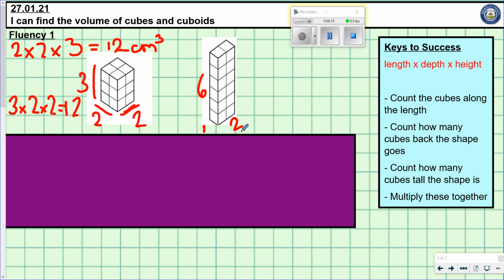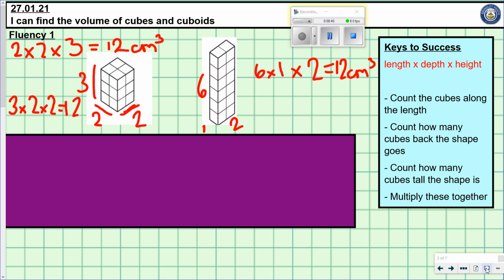So I've just got to multiply these numbers together. Remember, it does not matter what order I put the numbers in. As long as I know the numbers, it doesn't matter what order they go in. So 6 times 1 is 6, times that by 2, 12. So the volume of this shape is 12 centimetres cubed. So actually, these 2 shapes, they've both got the same volume. They take up the same amount of space.